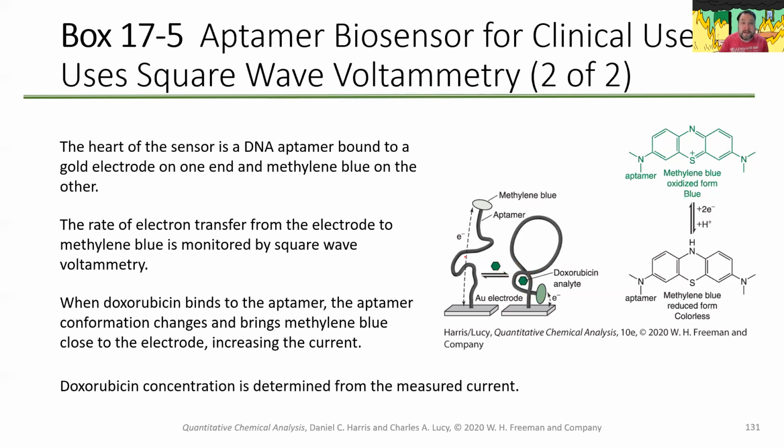So DNA is really useful stuff. You could do this with, like, a protein or a peptide that would bind. Just DNA is a little bit easier to work with sometimes. So the concentration is determined from the measured current. What is kind of cool about this is that it is actually a molecule that undergoes a color change. So you could, in theory, do this optically as well.